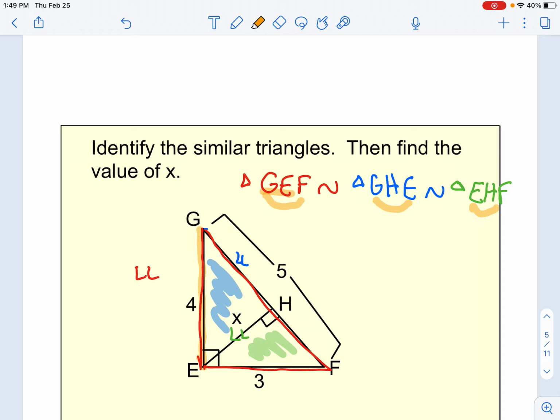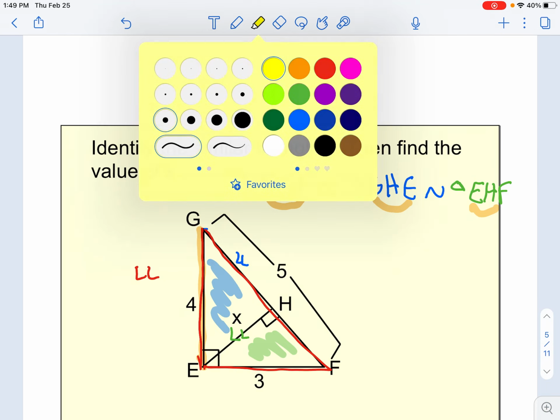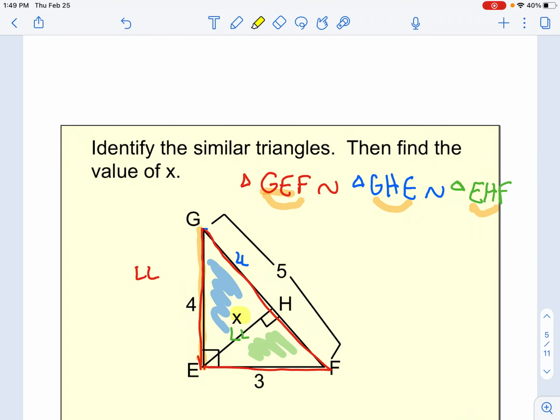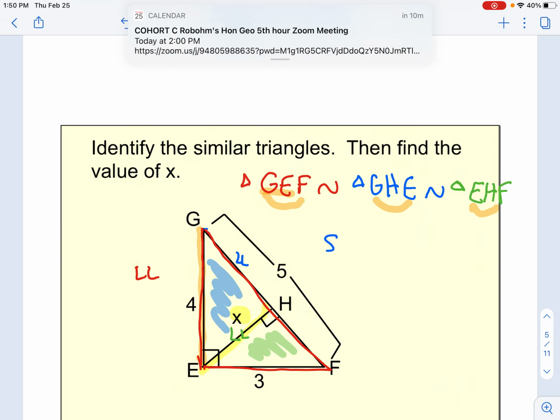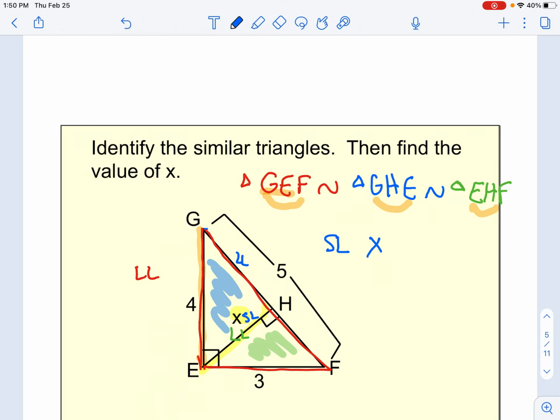So, x is what I'm trying to find. So I am trying to find x, which is this altitude right here. Well, that altitude happens to be the shorter leg of that blue triangle. So I know that the shorter leg of the blue triangle, so this is the longer leg of the blue triangle, this is the shorter leg, which happens to be x, compared to the shorter leg of the red triangle.